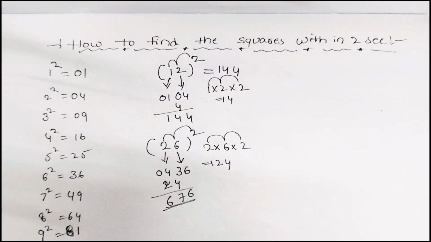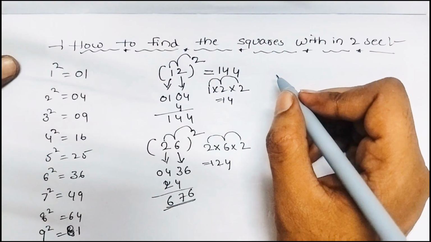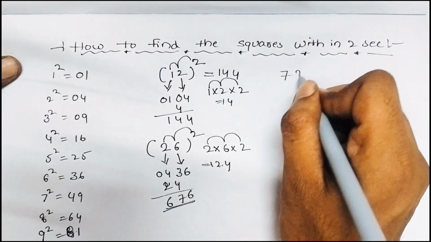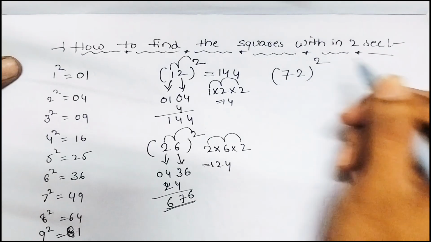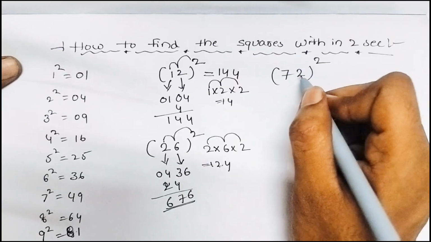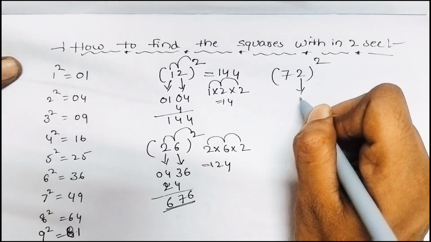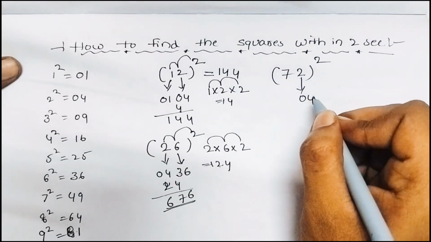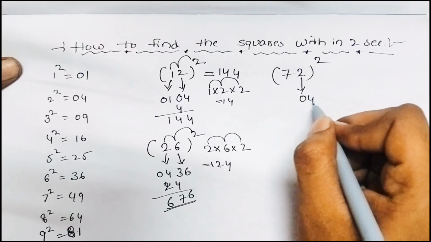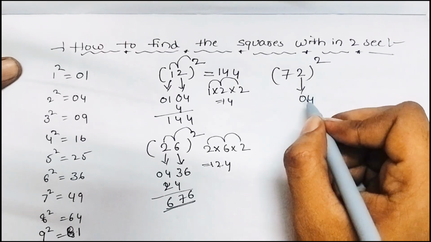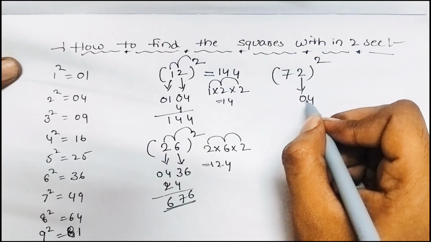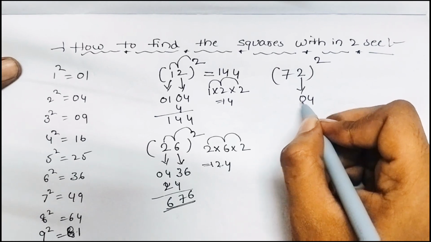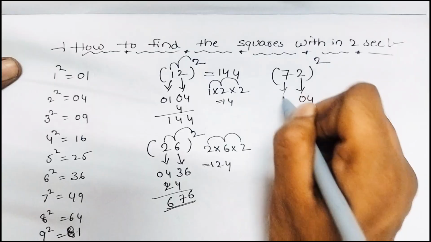And we discuss one more number. Let us take the number 72 square. 2 square is 04, but you don't write only the 4. We write in the ones place and tens place; there is no tens digit, so we write 0. And 7 square is 49.